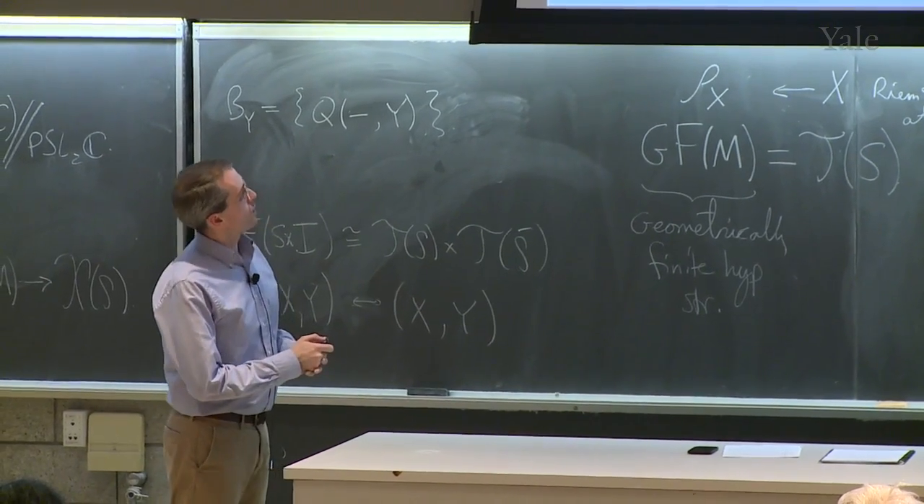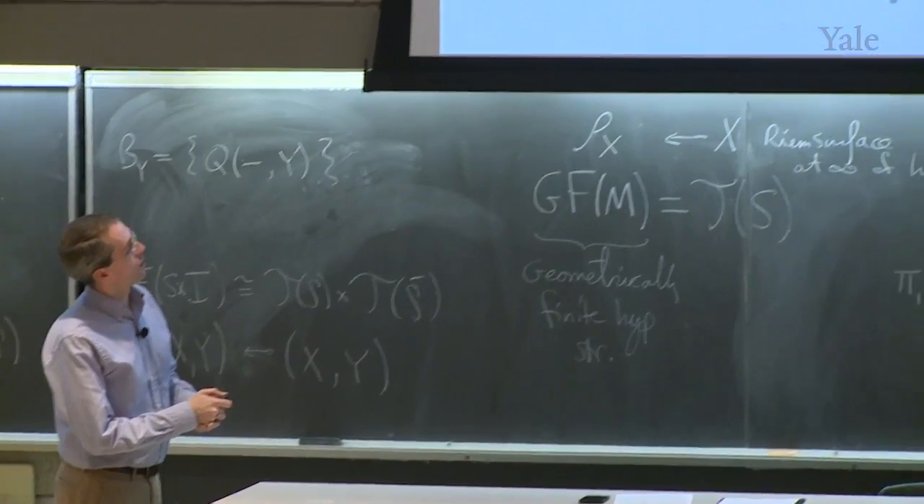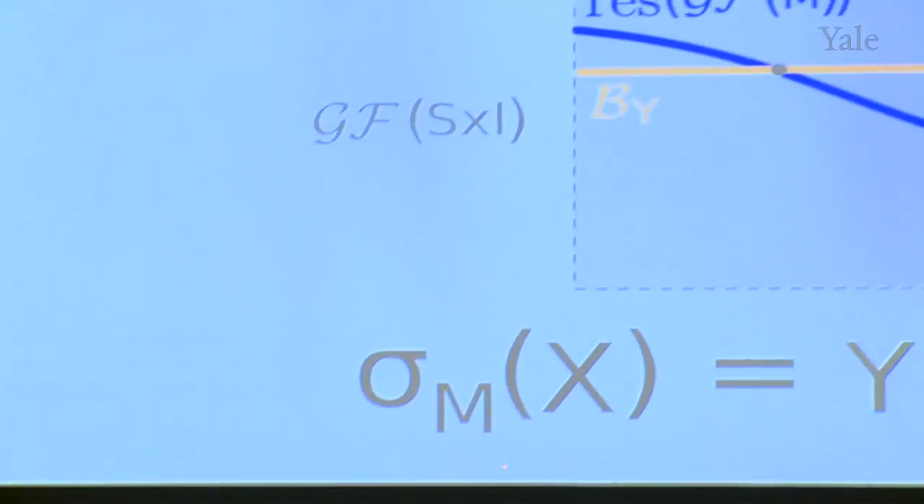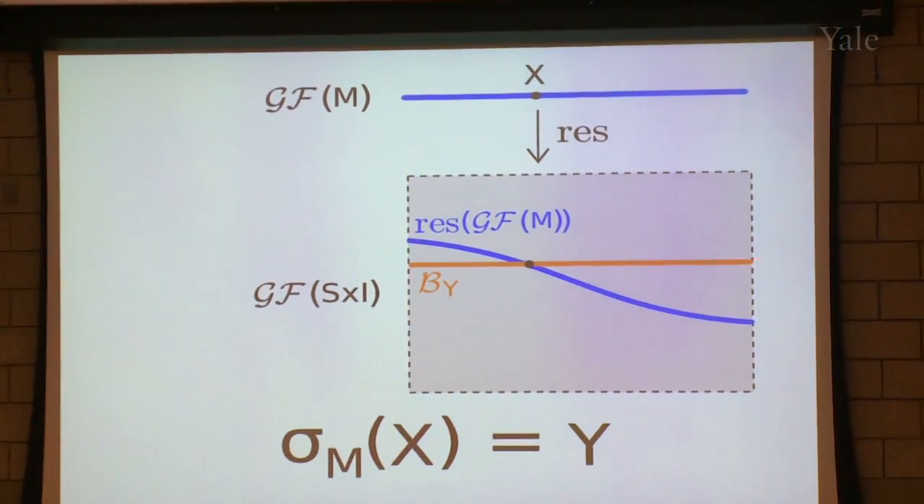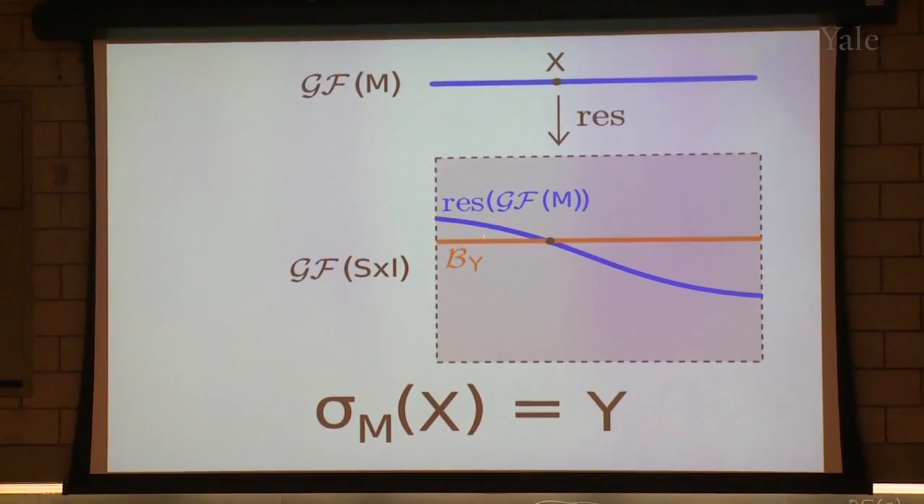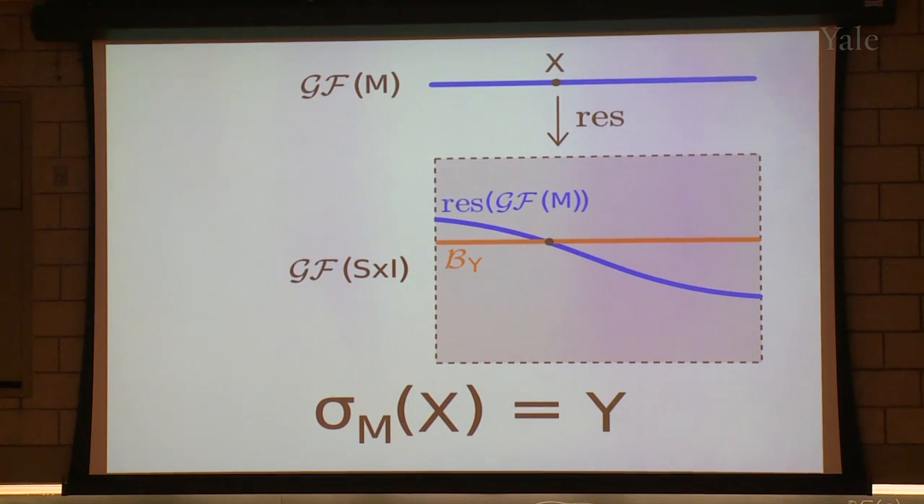That's the set of all quasi-Fuchsian groups that have some surface on the bottom. And the statement that sigma M of x is equal to y is the statement that those two sets, the bare slice of y and the image of hyperbolic structures on M under the restriction map, intersect at that point.